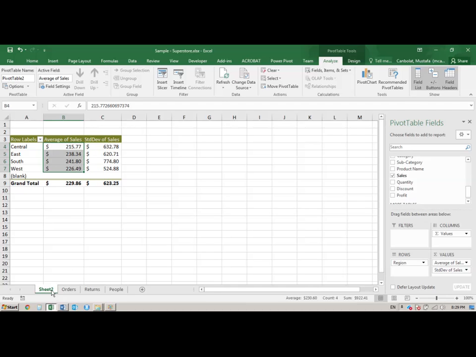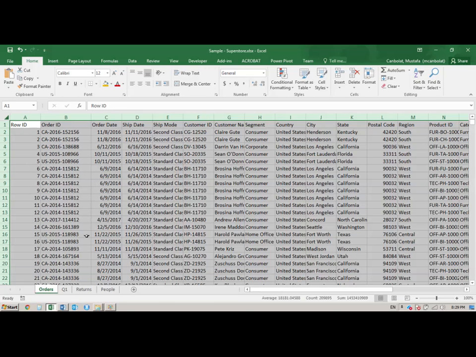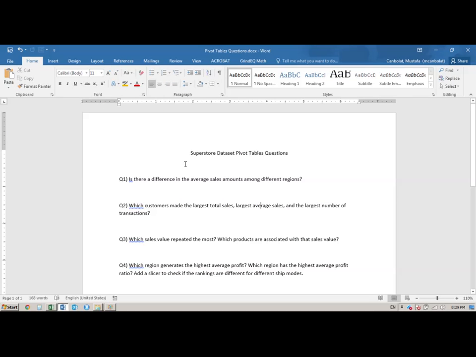So this is the first question. I'm going to code it as Q1, and now I'm going to move to question 2.